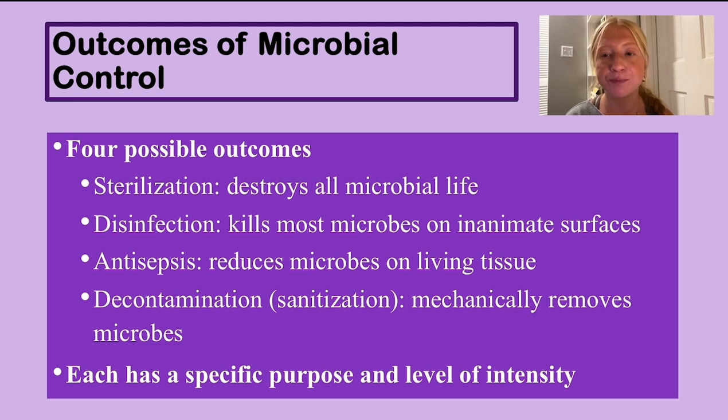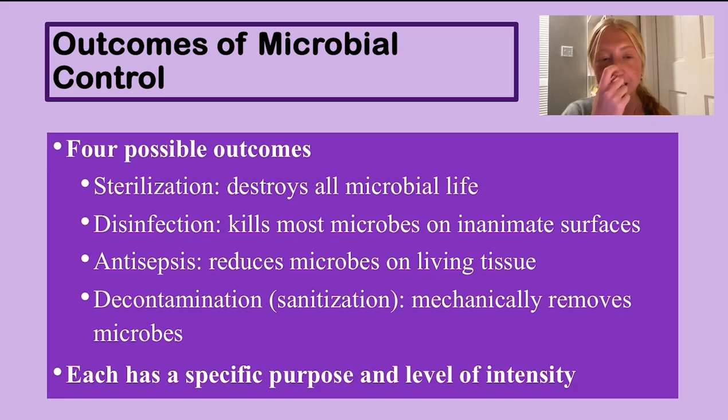but this type of microbial control is good for non-living surfaces. And then there is antisepsis. Antisepsis is also called degermination, and this is what's used on living tissues like skin or mucous membranes. It's used on skin because we cannot sterilize skin. It's way too harsh, so antisepsis is the route for that.